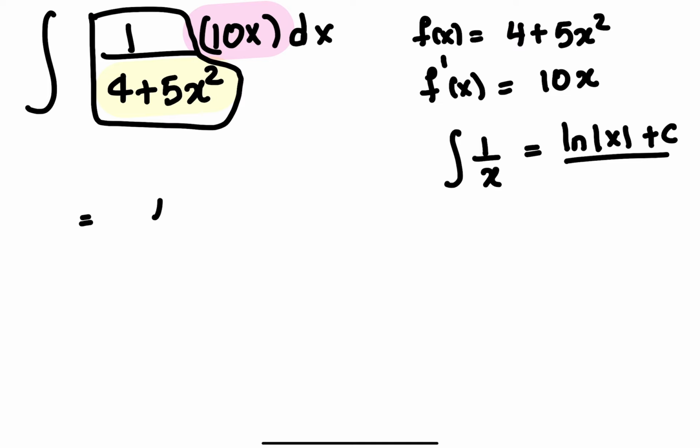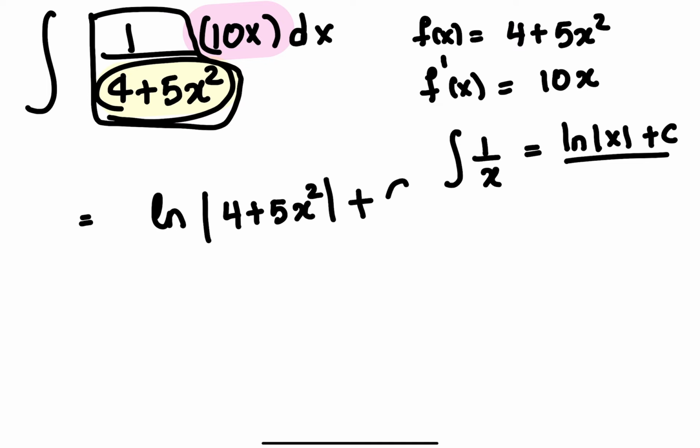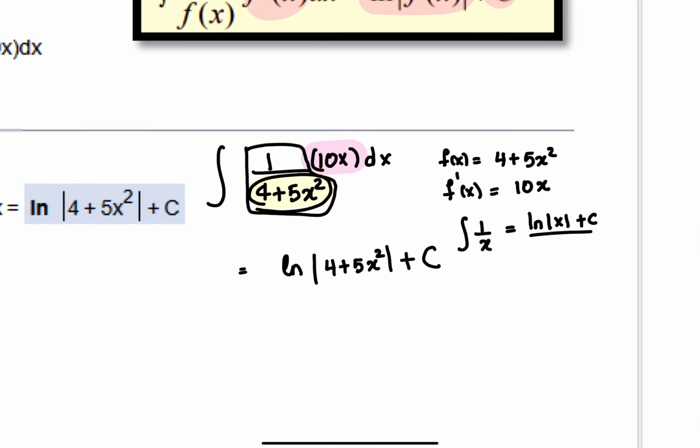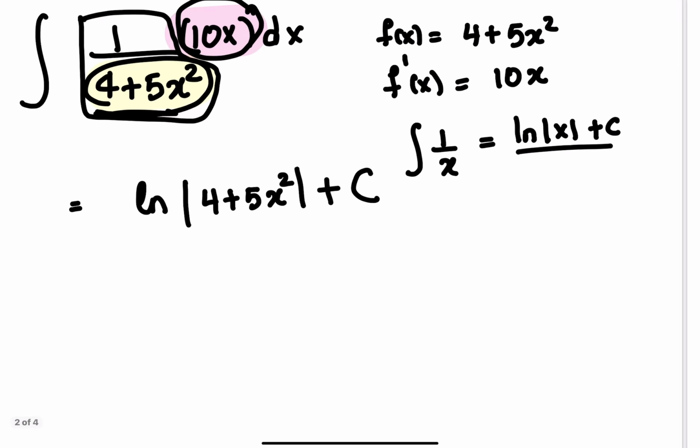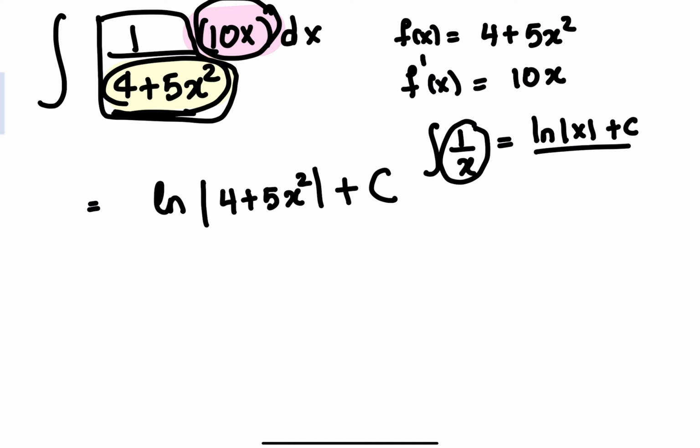So this is ln, and this is the entire x, right? So ln absolute value of 4 plus 5x squared plus c. And that's exactly what your formula tells you. You have your function, you have the derivative, and the integral is ln absolute value of the function plus c. But here the key is you have to know these integrals, just like how you memorize your derivatives, you have to know your integrals as well. Oh, I forgot the dx.